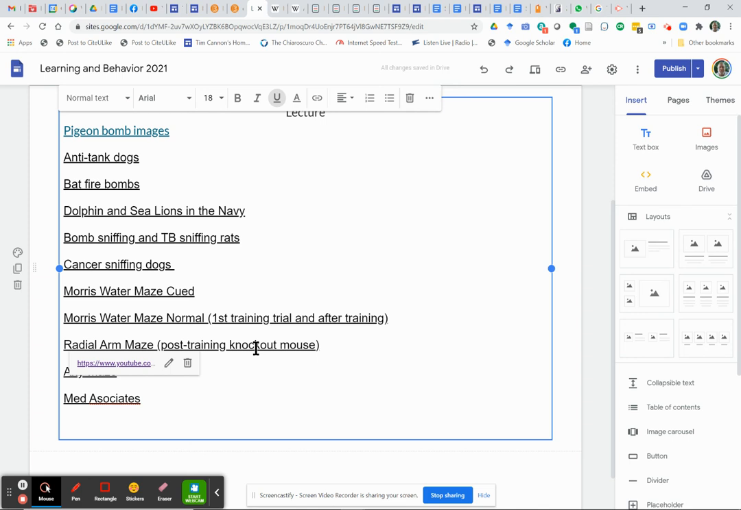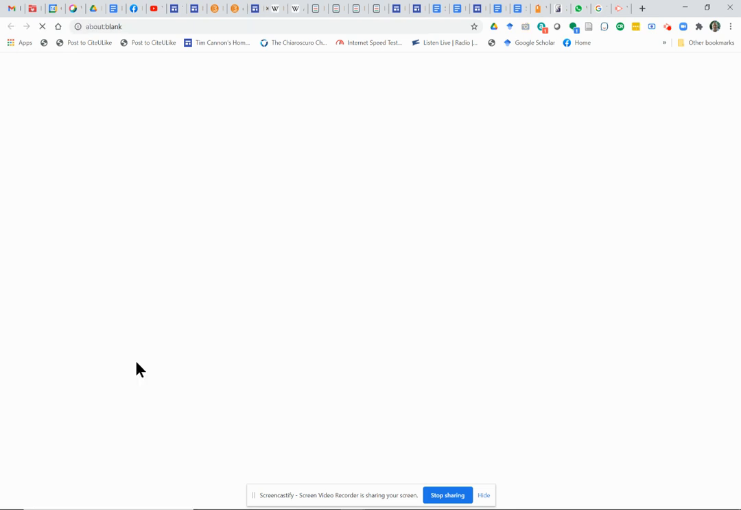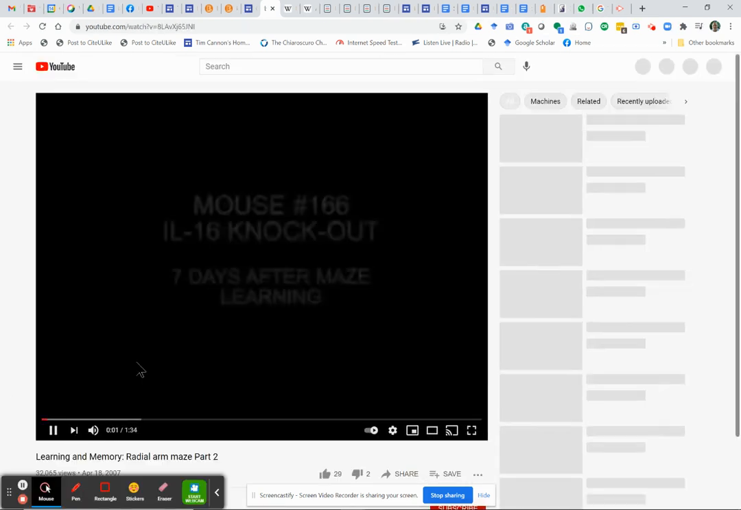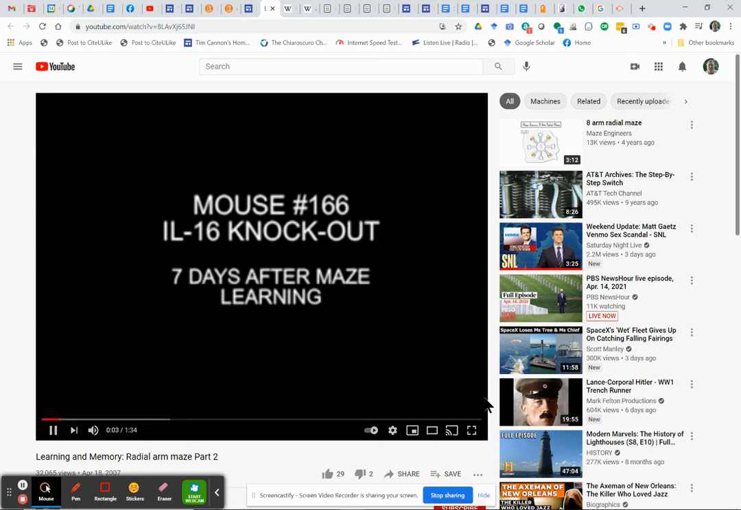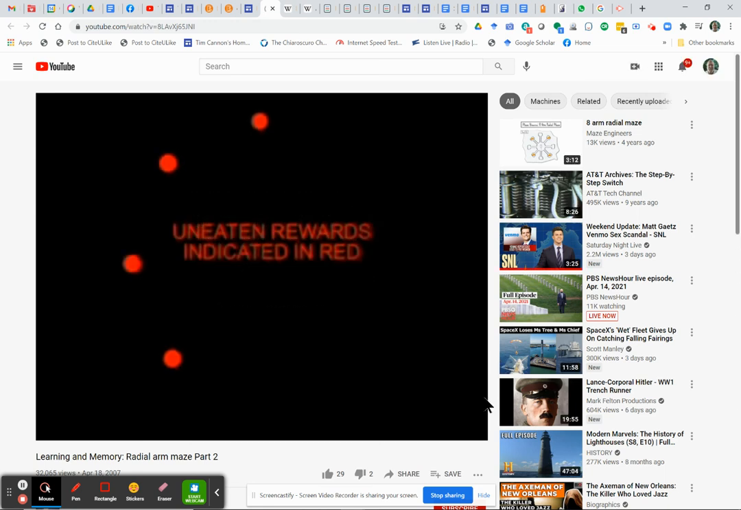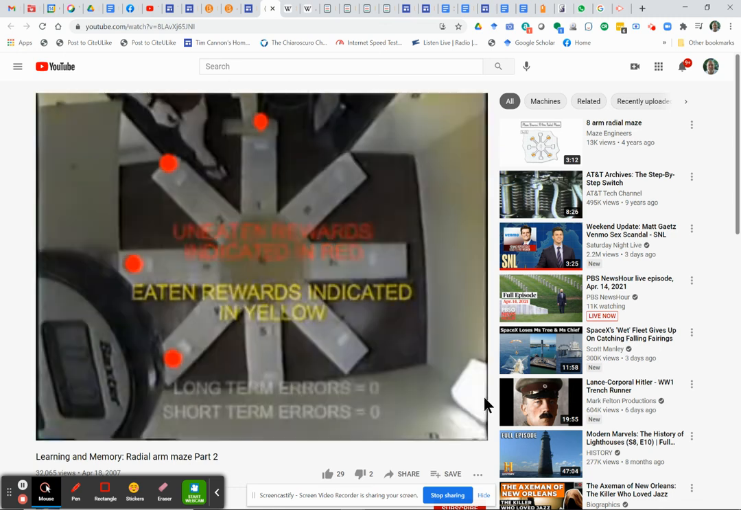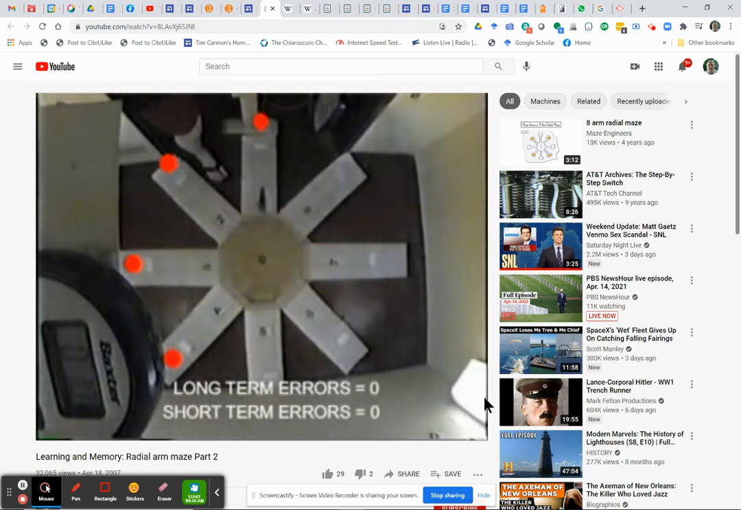Let's do this one. So this is a radial arm maze. Definitely homemade. And this animal has a genetic modification that means it doesn't learn well. So there's the uneaten rewards. And the animal goes into the middle and immediately gets one right. This is a trained animal. No errors yet. And then it goes into one it shouldn't have gone in, so that's a long-term error.